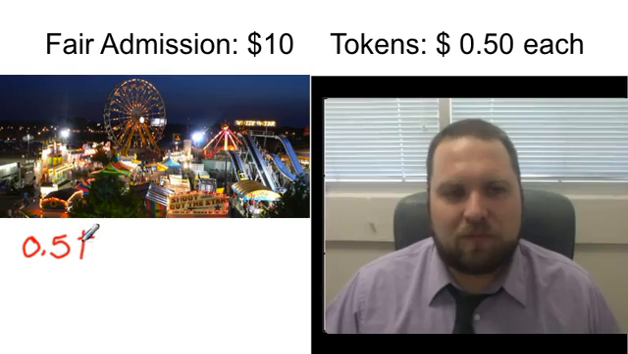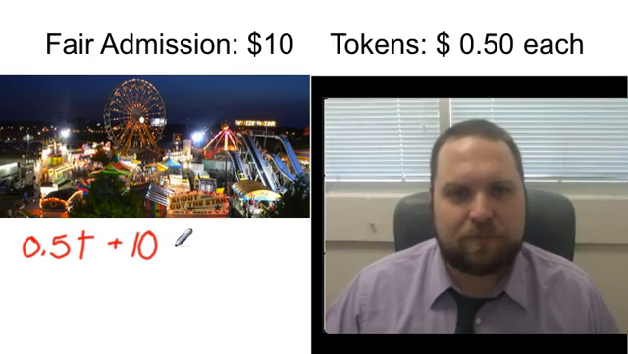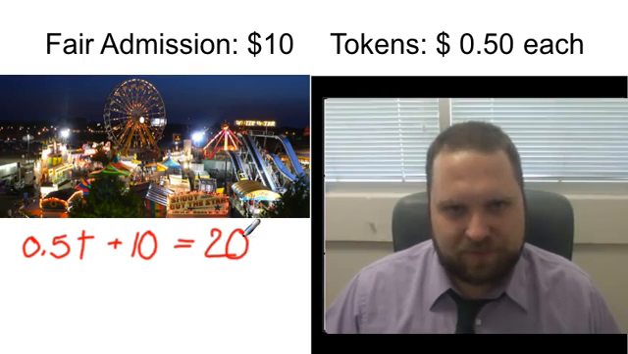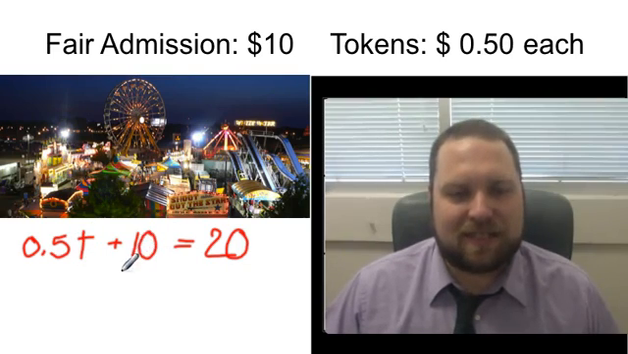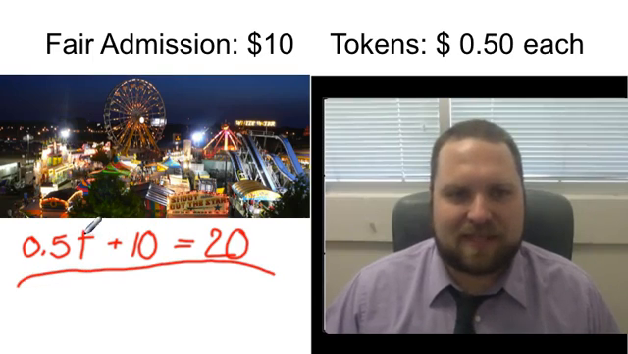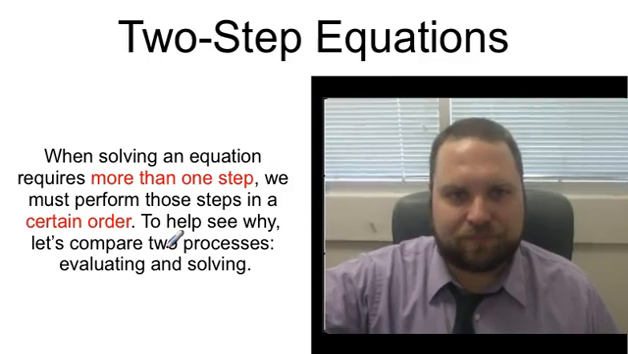And then what we know is whatever that cost is for our tokens, we also have to add $10 for the price of admission. And in total, however many tokens I buy, this has to add up to $20. In order to find out how many tokens I get, this is the equation that I need to solve. And this is what we're going to look at solving: things like this, where I have both multiplication or division and addition or subtraction going on in the same problem.